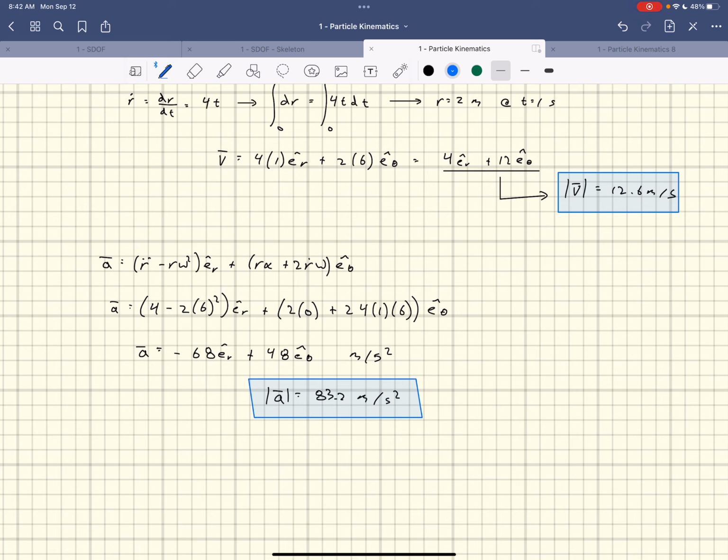Okay, let's talk relative motion. It's our last kinematics topic. Let's get this started at least. All right, this ties back to when we were talking about reference frames.